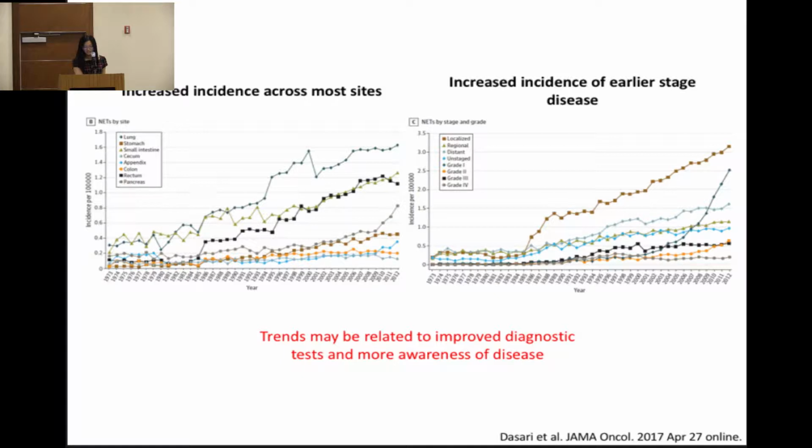Moreover, the increased incidence was observed across most sites of tumors, so lung, stomach, all of them are listed here. There has also been an increase across stage and grade. The most significant increase in incidence occurred in localized disease and also grade 1. We think that the trends for the increased incidence and earlier stage migration probably relate to the fact that there's better diagnosis and more awareness of the disease.